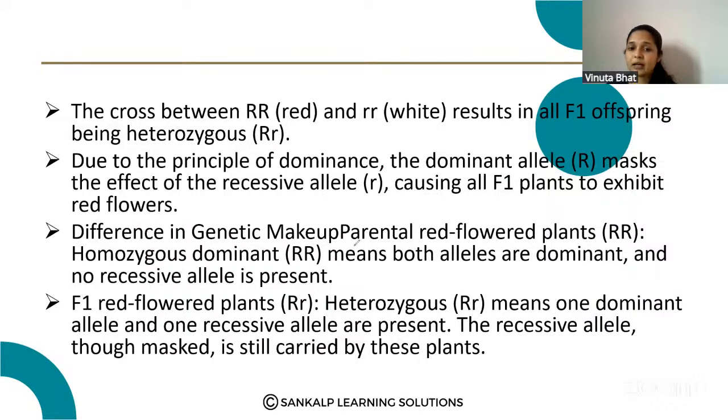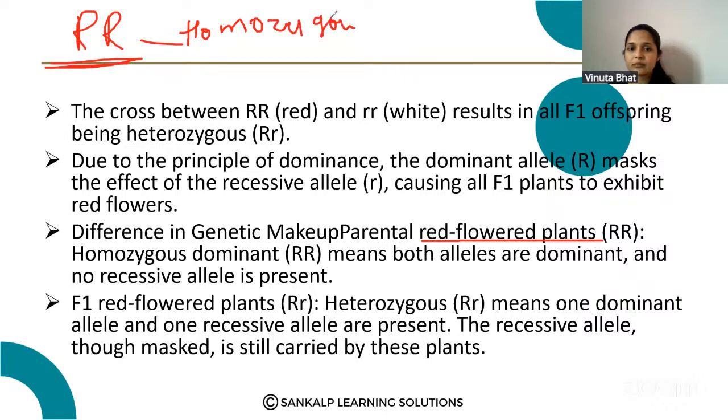Difference in the genetic makeup of parental red flowering plants: the parental red flowering plants have the genotype capital R, capital R. They are pure genotype plants. They are homozygous dominant plants, which means both alleles are dominant and no recessive allele is present in them.